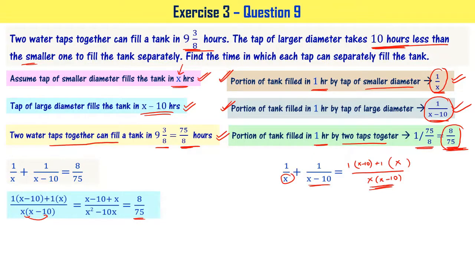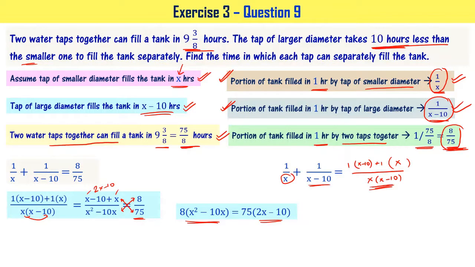This is X plus X, 2X minus 10, divided by X square minus 10X, equal to 8 by 75. Now, if you cross multiply these two, what you have is 8 times (X square minus 10X) equal to 75 times (2X minus 10), right? This is 2X minus 10, the numerator.